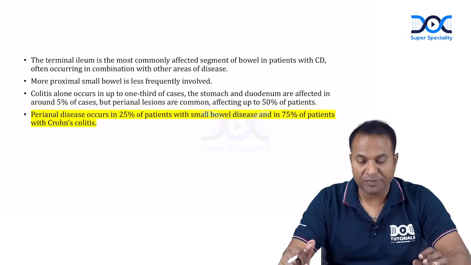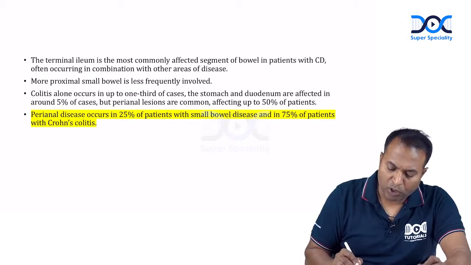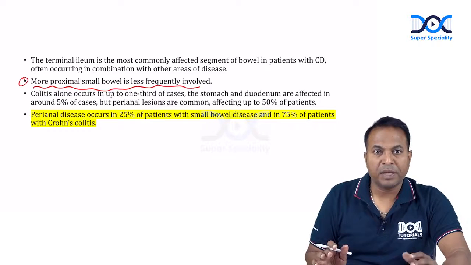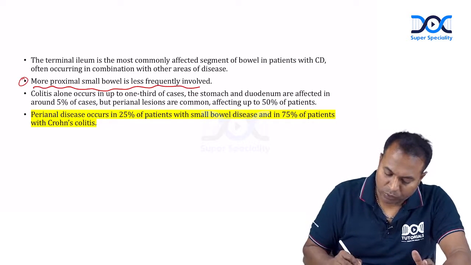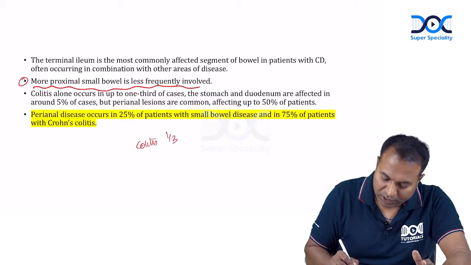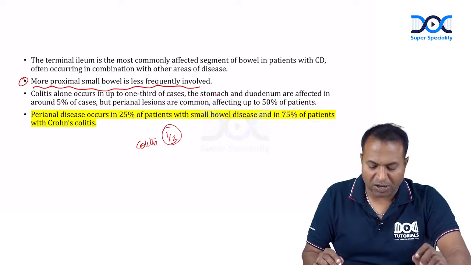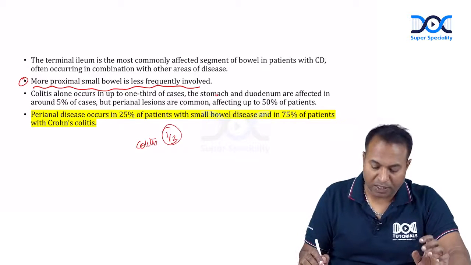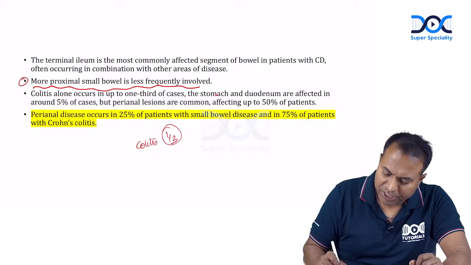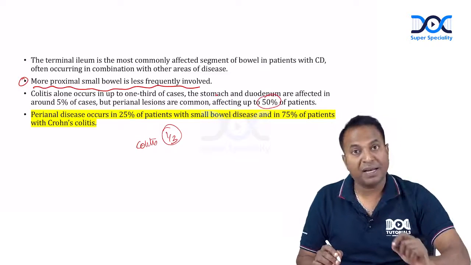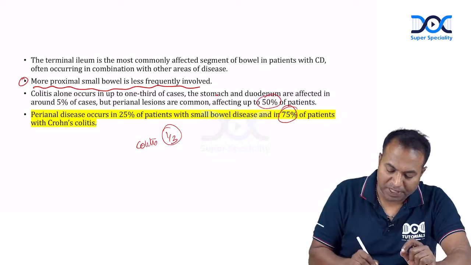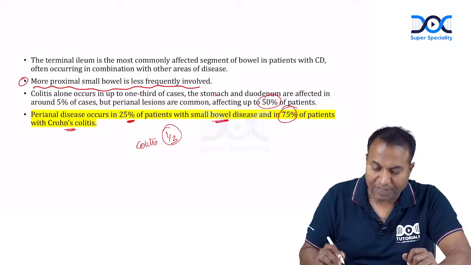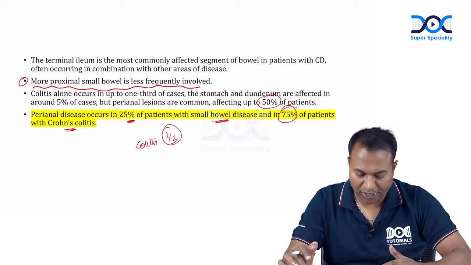The terminal ileum is the most commonly affected segment of bowel in patients with Crohn's disease, often occurring in combination with other areas of disease. More proximal small bowel is less frequently involved. Please remember, mostly it involves the terminal ileum. Colitis alone can happen in up to 1/3 of cases, whereas duodenum and stomach are less than 5%. Perianal lesions are common, affecting up to 50% of patients. Perianal disease occurs in 75% of patients with Crohn's colitis and 25% of patients with small bowel disease. Okay, very important point. Don't forget these points.